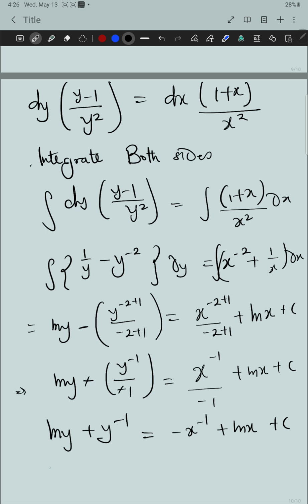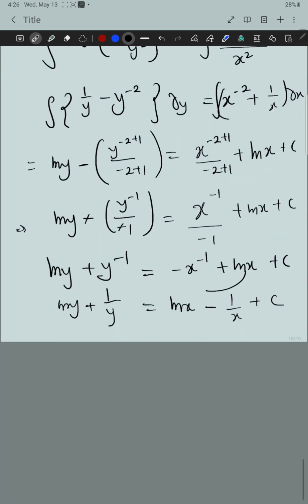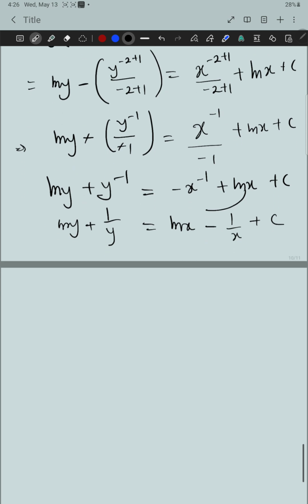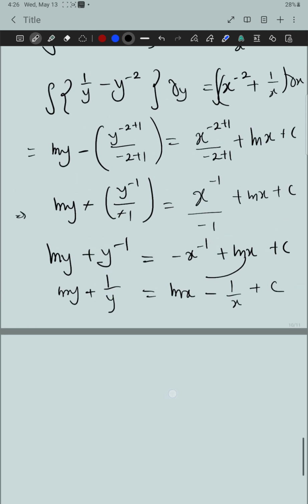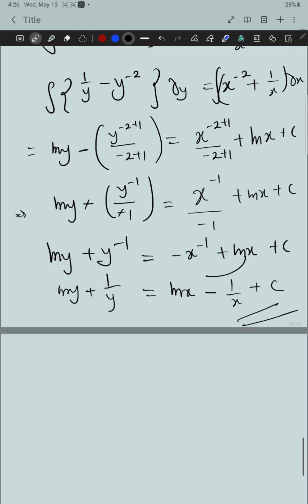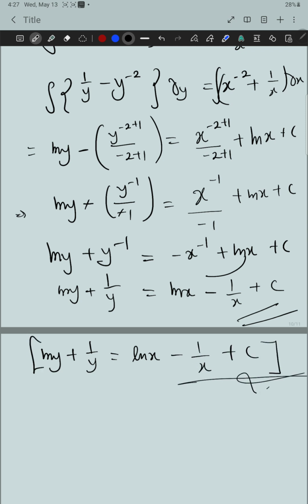We now have ln y. I'm purposely breaking this down for the sake of this video so you can understand what we are doing. Is equal to, let's bring this onto the front, ln x minus 1 over x plus c. You see that? Interesting. This is beautiful. This is very beautiful. So our final answer is ln y plus 1 over y is equal to ln x minus 1 over x plus c. Interesting. Very interesting math.